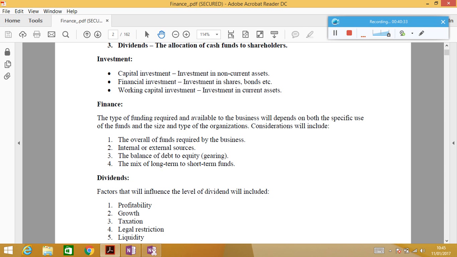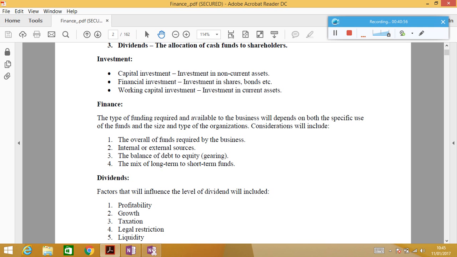But most of the time your answer will be what? Depends. Most of your finance answers will be depends. We explain the problem, but do not ever say yes it will fail or yes it will succeed. We don't know. Most of the time it depends. So the overall funds required by the business come from an internal or external source.